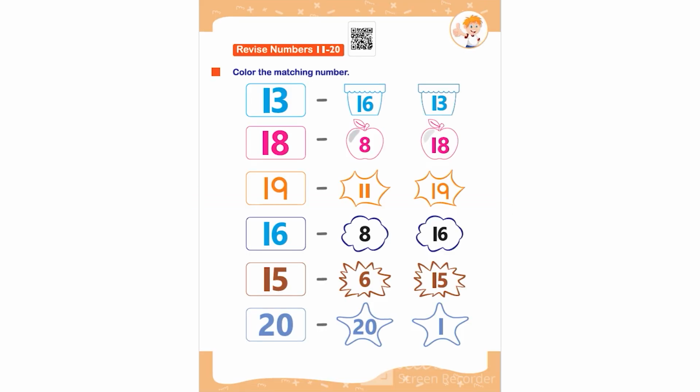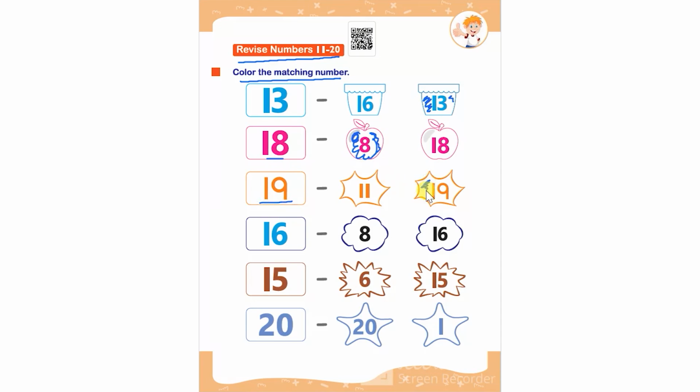In this worksheet the topic is revise numbers 11 to 20. Color the matching number. So over here the child has to color the matching number. So 13 they have to color this one. 18 they have to color the first one. They can color it using crayons or pencil colors.